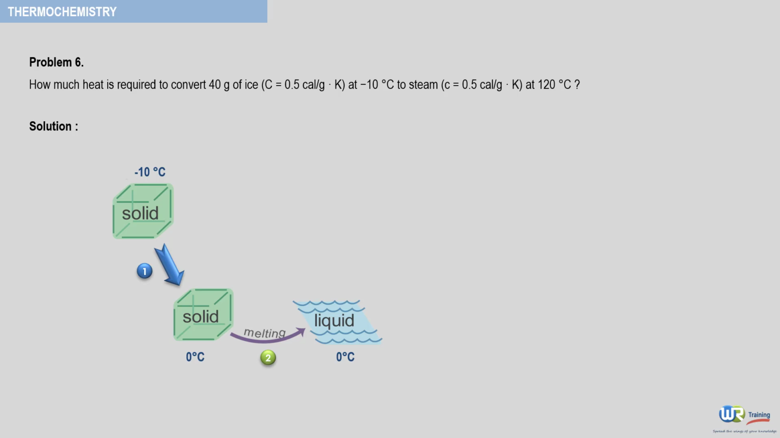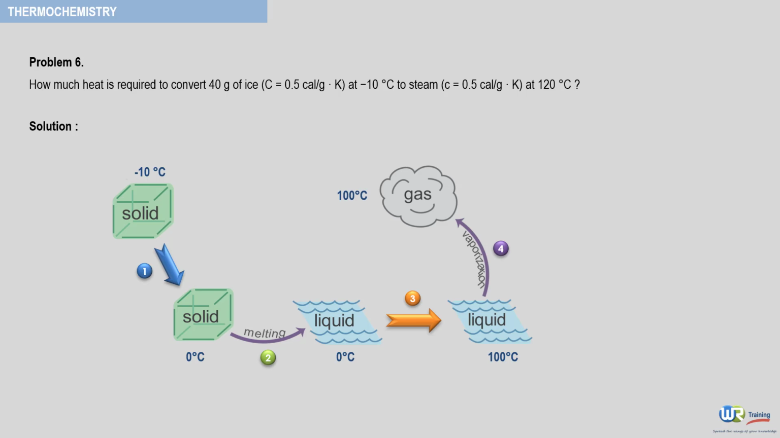Then this liquid water will be heated up until it reaches 100 degrees Celsius. And at this point, water will vaporize to form steam. The vaporization is done at constant temperature, so still at 100 degrees Celsius. And finally, this steam is heated from 100 degrees Celsius to 120 degrees Celsius to get the steam in the final condition.